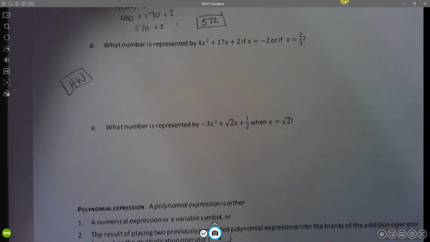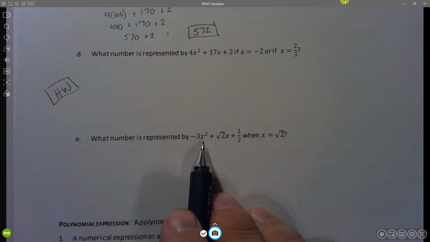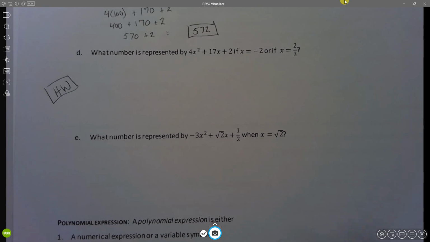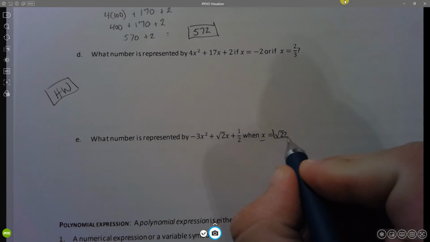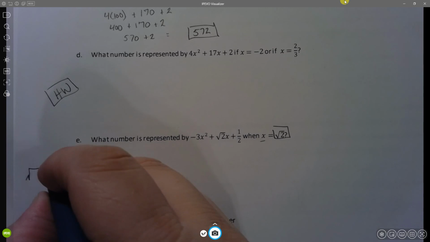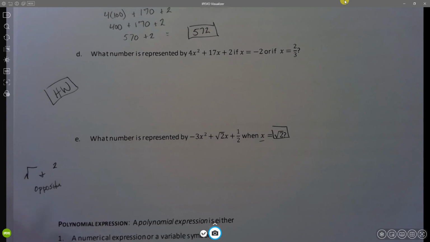E is a little bit of a funky problem, so I want us to go through this together, all right? So what number is represented by negative 3x squared plus a square root of 2x plus 1/2 when x equals the square root of 2? Okay, so everywhere we see an x, we're going to plug in the square root of 2. Now you need to remember, square roots and squares are opposites of each other. These are opposite operations. So this is what we say undoes each other. A square undoes a square root. A square root undoes a square. These are opposite operations, just like addition and subtraction and multiplication and division. Opposite operations undo each other.